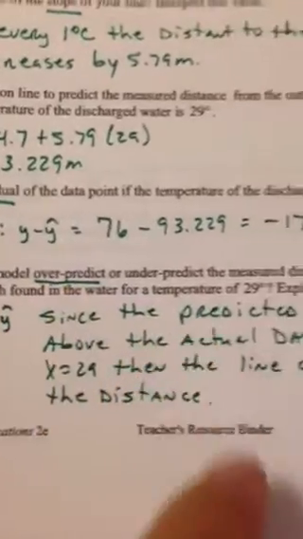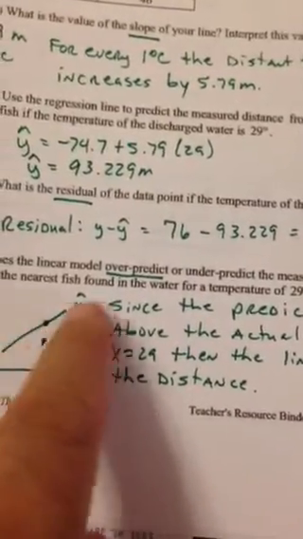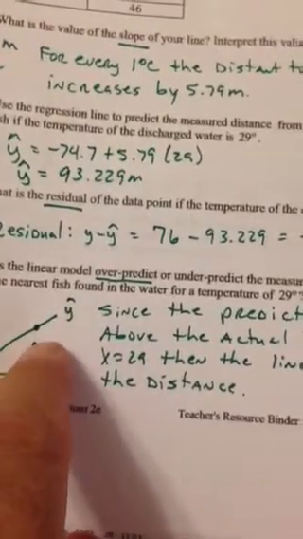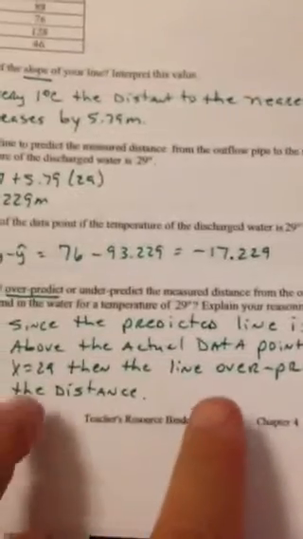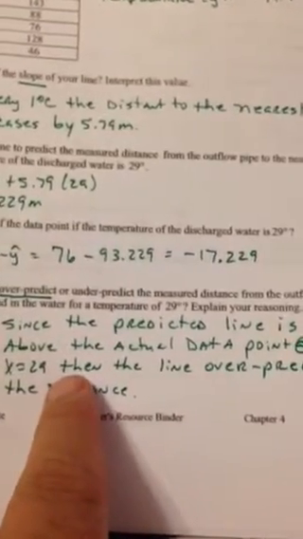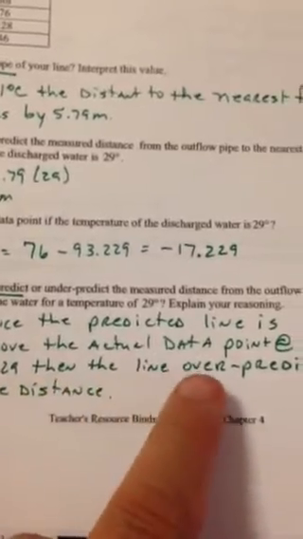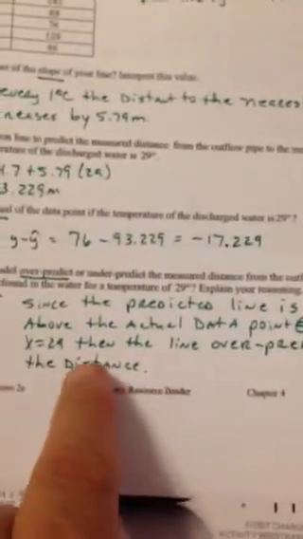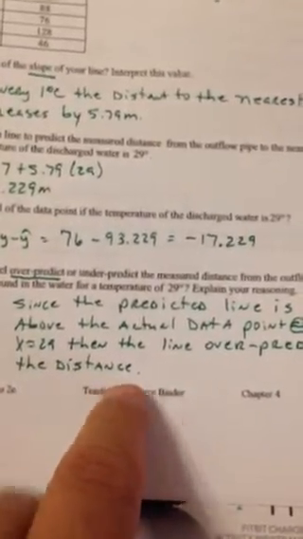Now, does the linear model overpredict or underpredict the measured distance? Well, since it's a prediction line, and according to that point only, since the predicted line is above the actual data point at x equals 29, then at that point the line is going to overpredict the distance. Okay, let's go to the back side.